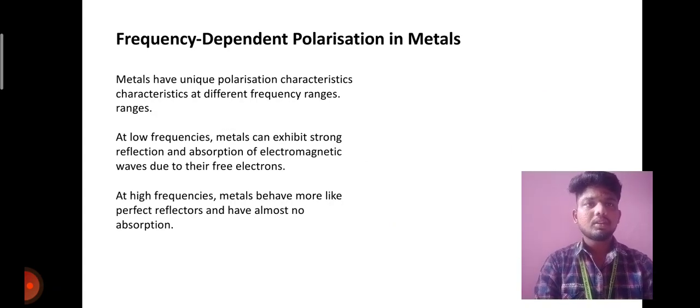Frequency dependent polarization in metals. Metals have unique polarization characteristics at different frequency ranges. At low frequencies, metals can exhibit strong reflection and absorption of electromagnetic waves due to their free electrons. At high frequency, metals behave more like perfect reflectors and have almost no absorption.